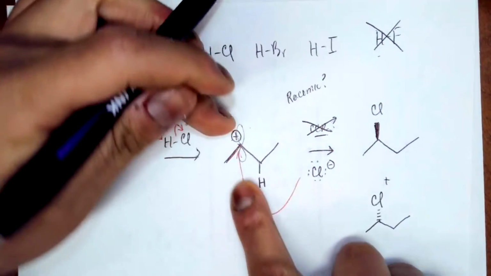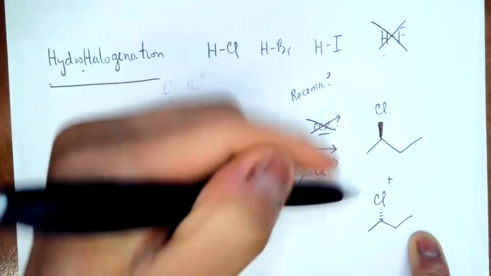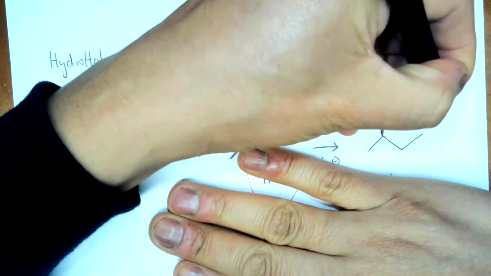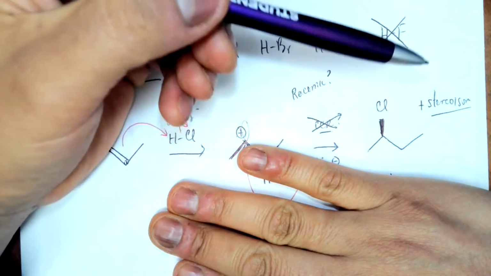Do I have to show the mechanism for both attacks? No, only one. Then you're going to write this plus this. You can write the 2 products, or you can write only this and then write here the words plus stereoisomer. Any of the 2 options that you consider more appropriate.